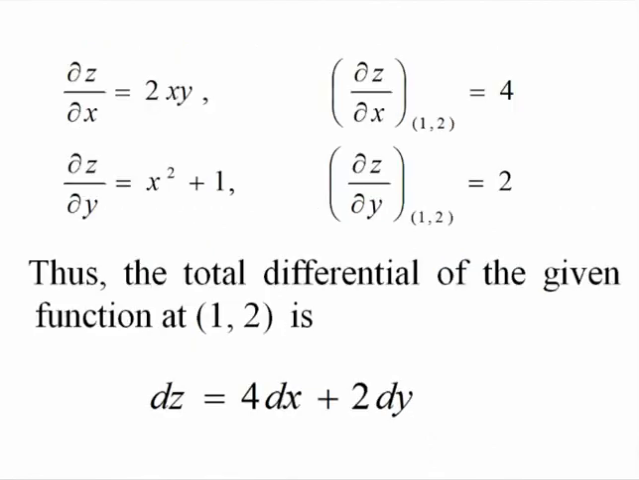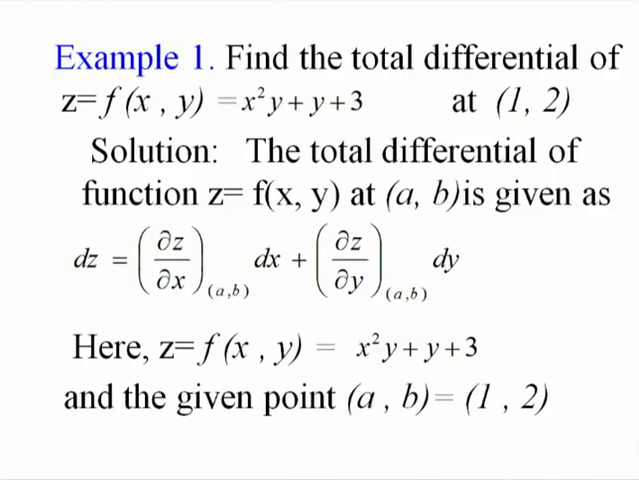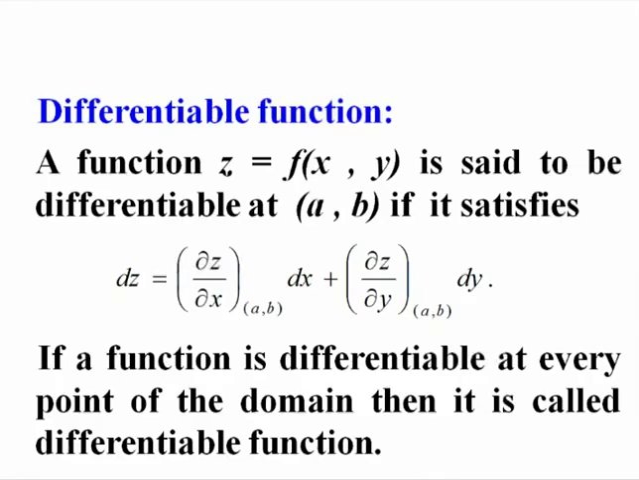Okay, now we define the differentiable function. A function z is equal to f of xy is said to be differentiable at (a, b) if it satisfies dz is equal to del z by del x at the point (a, b) dx plus del z by del y at the point (a, b) dy. If the function is differentiable at every point of the domain, then the function is called a differentiable function throughout the domain.